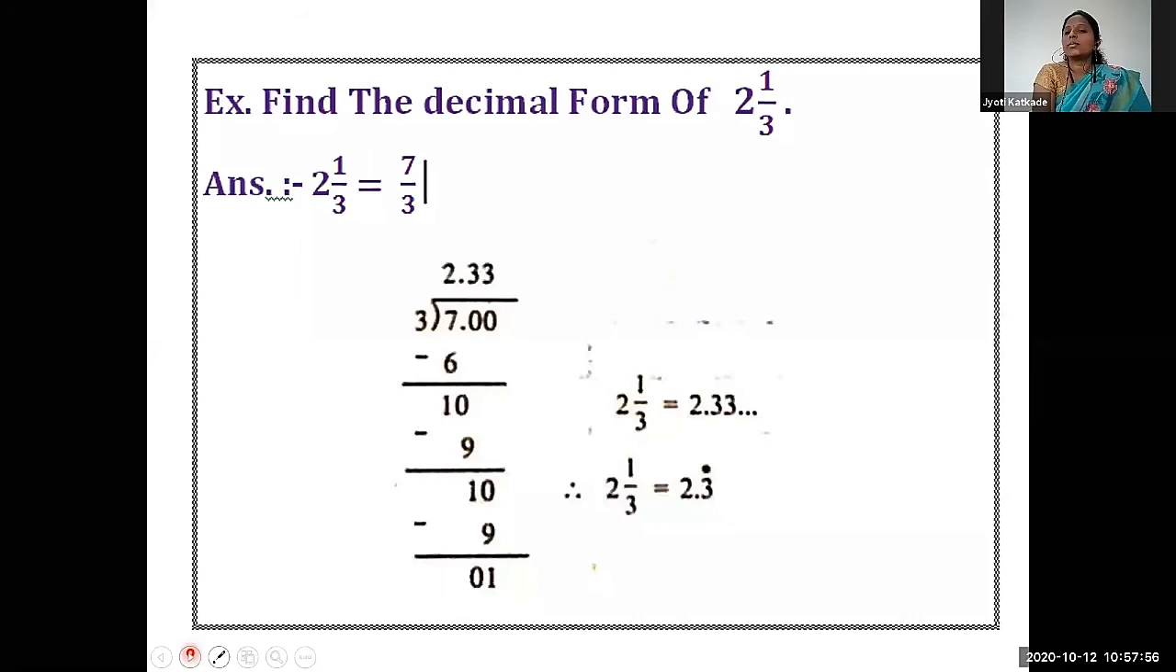Find the decimal form of 2 1/3. This is in the form of a mixed fraction. First of all, convert it into an improper fraction. How can we convert it? Multiply 2 by the denominator, that is 2 times 3 is 6, plus 1, we get 7 divided by 3. Now divide 7 by 3. 3 twos are 6. When we subtract 6 from 7, we get 1.